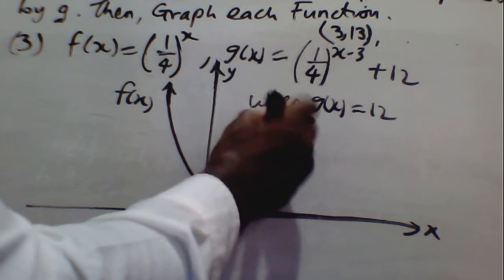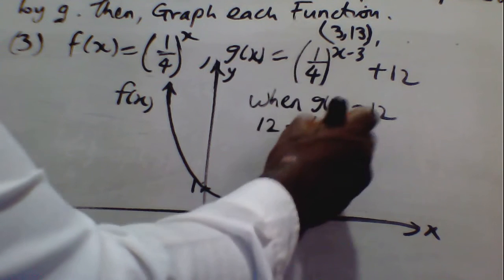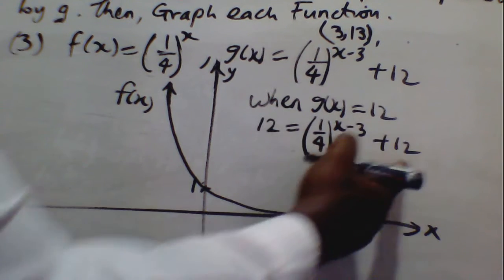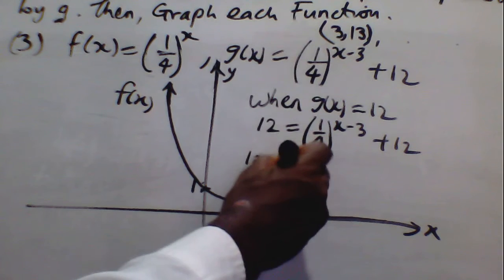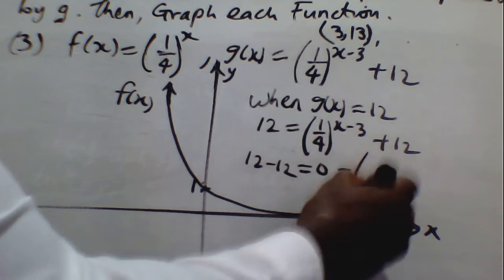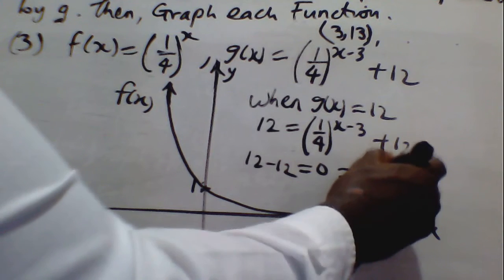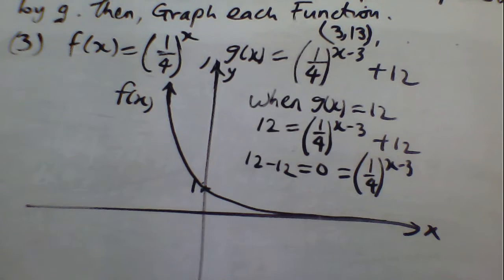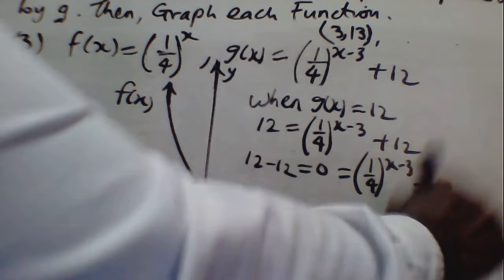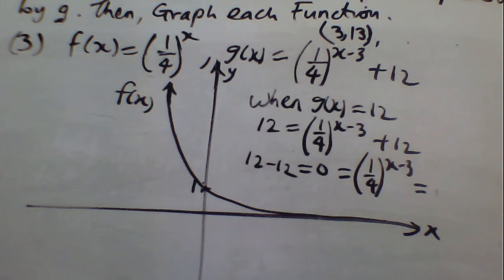When g of x is equal to 12, what will happen? We have 12 equals 1 over 4 raised to power x minus 3 plus 12. So 12 coming to this side will give us 12 minus 12, and 12 minus 12 is equal to 0. This will be equal to 1 over 4 raised to power x minus 3. So this is the first thing.